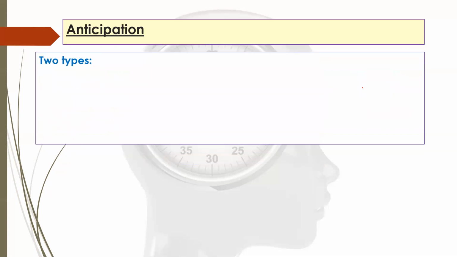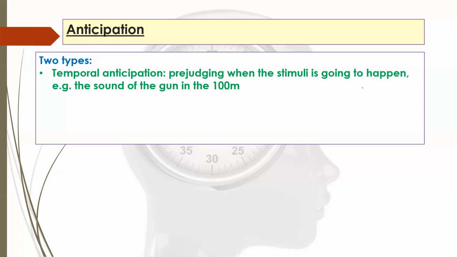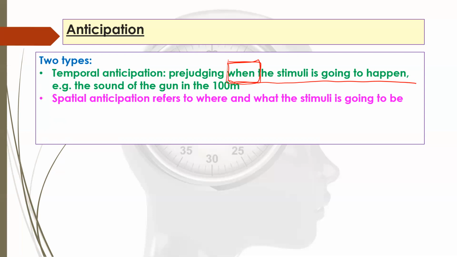And to continue, there are two types of anticipation. You just need to be aware of this because this is what essentially makes up successful anticipation. So the first one is called temporal anticipation, and this is just prejudging when the stimulus is going to happen. Okay, when. Added to that, you've got spatial anticipation. So what's going to happen and where is it going to happen? If you know both of them, that's going to lead to potentially a successful process of anticipating something in sport.